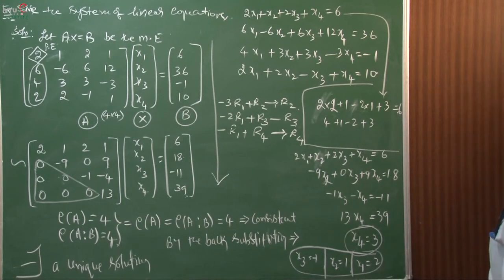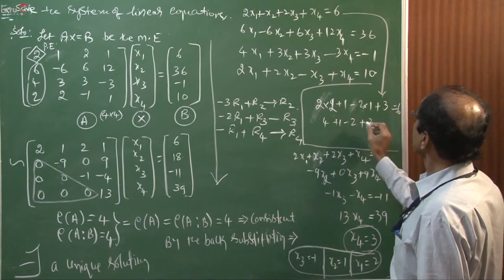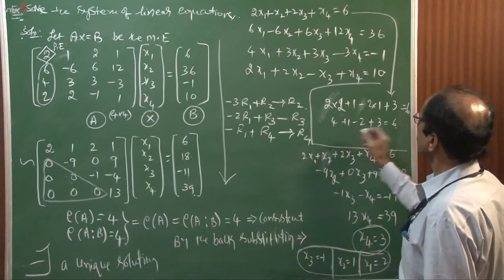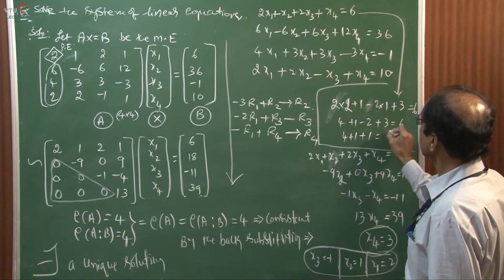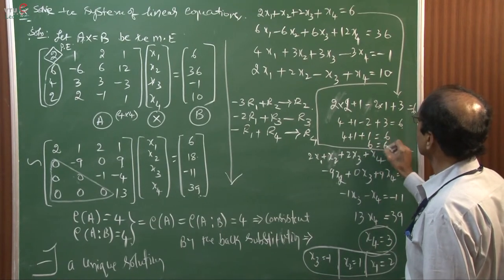Right. This becomes minus 2 plus 3. This is equal to 6. 4 plus 1 and plus 1. This is equal to 6. So 6 is equal to 6.